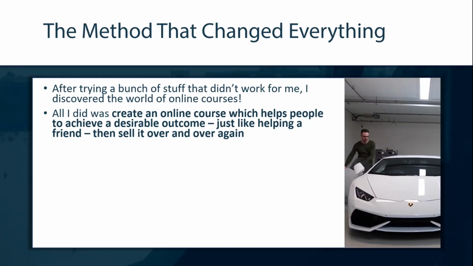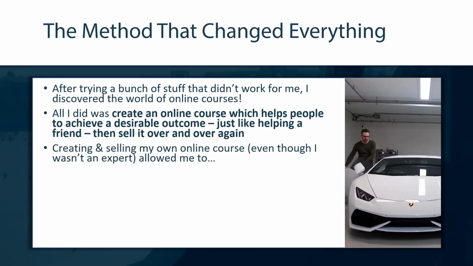Now, just like helping a friend, this course would take them to that desirable outcome. Hey, James, I'm interested in doing this thing. How do I do it? And then I would say, well, step one is do this, step two is do this, step three is do this. And then by step four, you would have the outcome. And the online course follows the same principle. And then you just sell that over and over again. Right? You just sell that online course over and over again.